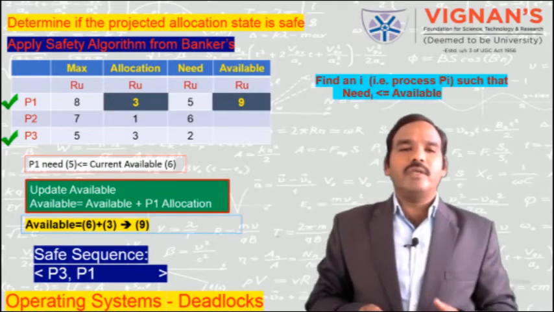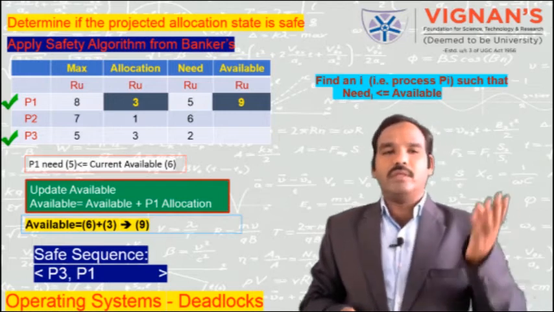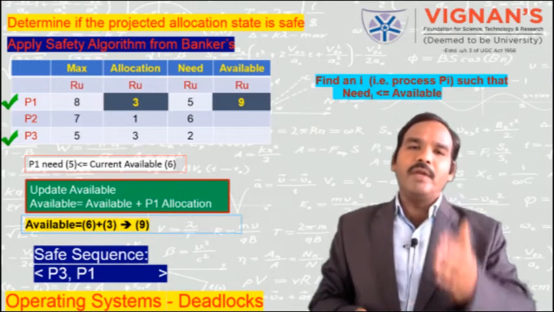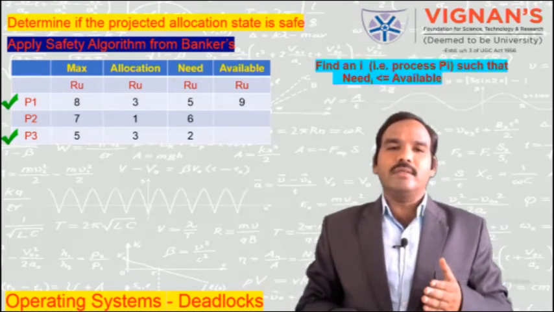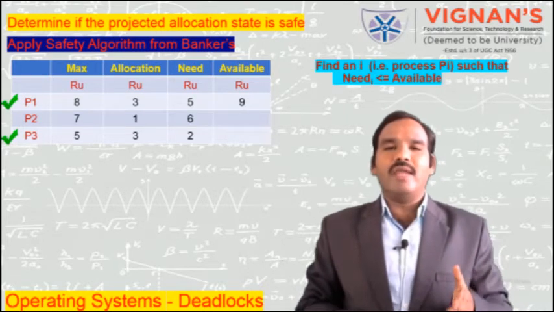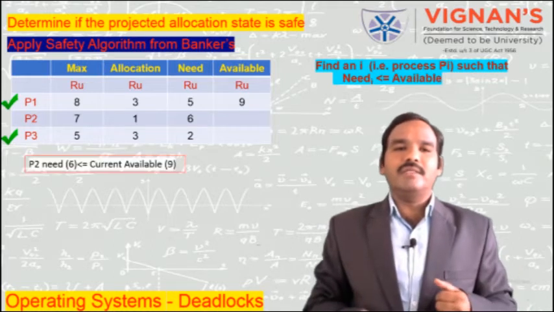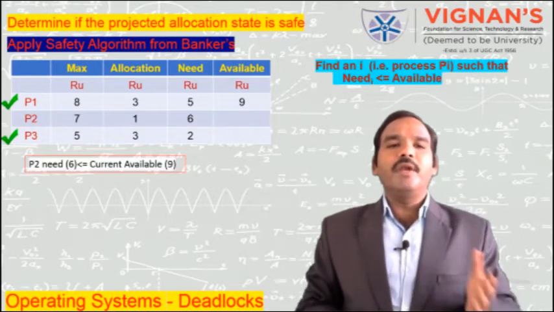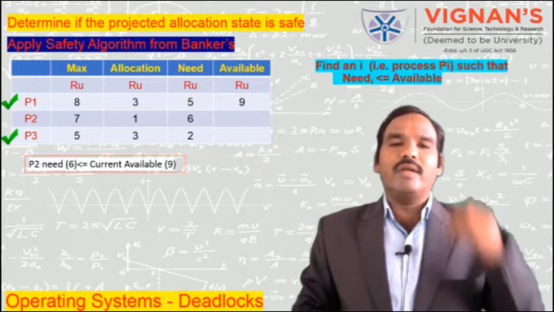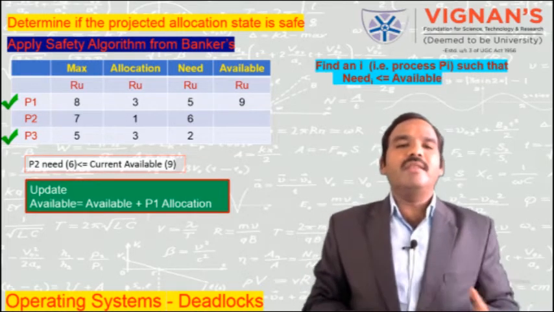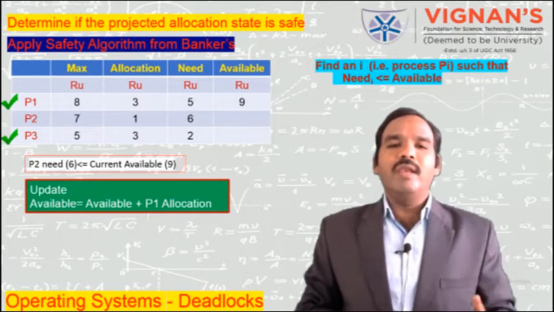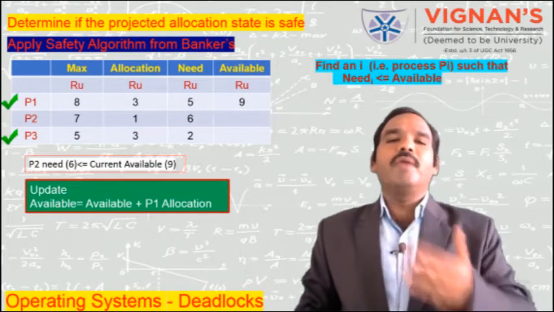What is the next process? Obviously we have only one process left, that is P2. What is the P2 need? P2 need is 6. So is 6 less than or equal to 9? Yes, this condition is satisfied. P2 need 6 is less than or equal to the current available of 9. Then update the available equal to available plus the allocation.